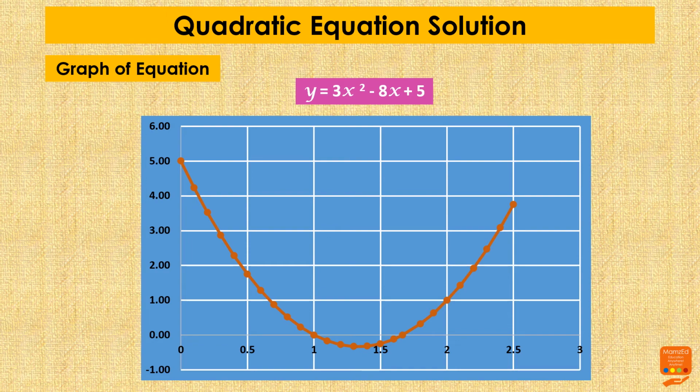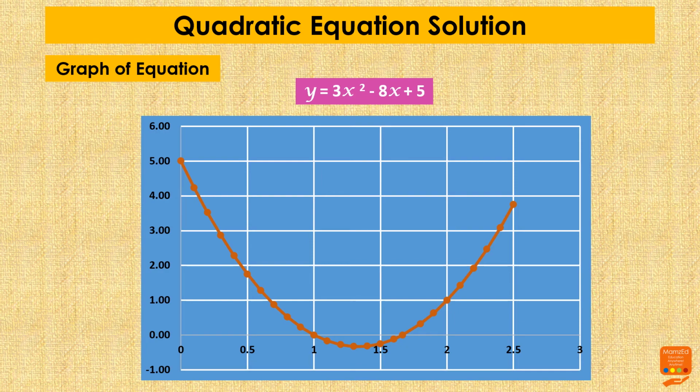So what we have done over here in this graph is that we have started with the value of x equal to 0 in this equation. So when we put x is equal to 0, the equation becomes y is equal to 3 multiplied by 0 squared minus 8 multiplied by 0 plus 5, which is equal to y is equal to 5. So when the value of x is 0, the value of y is 5, which is what you see in the graph on the left hand side of the graph.